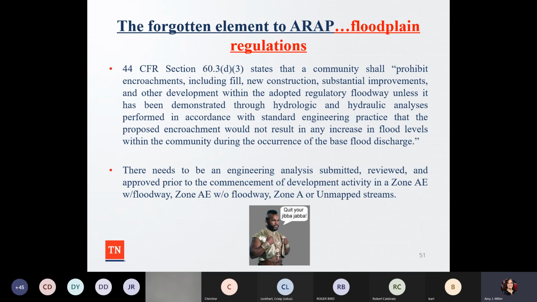So again, if there's any kind of encroachments, fill, new construction, substantial improvements, or other development within an adopted regulatory floodway, there has to be an H&H study, a hydraulic analysis performed in accordance with standard engineering practice to make sure that it's not going to increase flood levels within the community. So again, there needs to be an engineering analysis submitted, reviewed, and approved prior to the commencement of development activity in a Zone AE with floodway, Zone AE without floodway, Zone A, or unmapped streams.